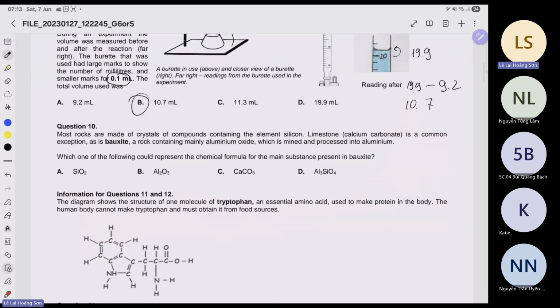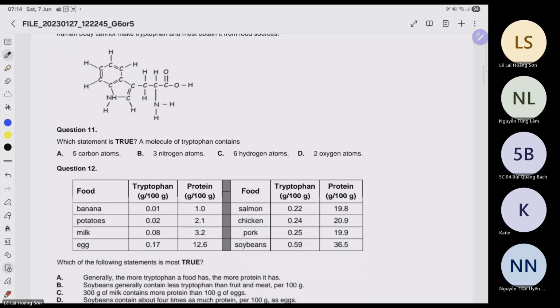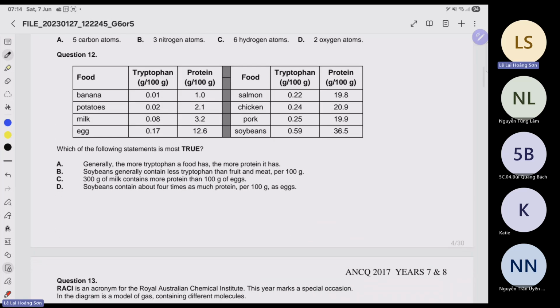All right, we will move on to question 12. Yes, question number 12. All right, here we have the table. We have many different foods. We have the amount of tryptophan, and we have the amount of protein inside that food. Which statement is most true? Okay, most true.